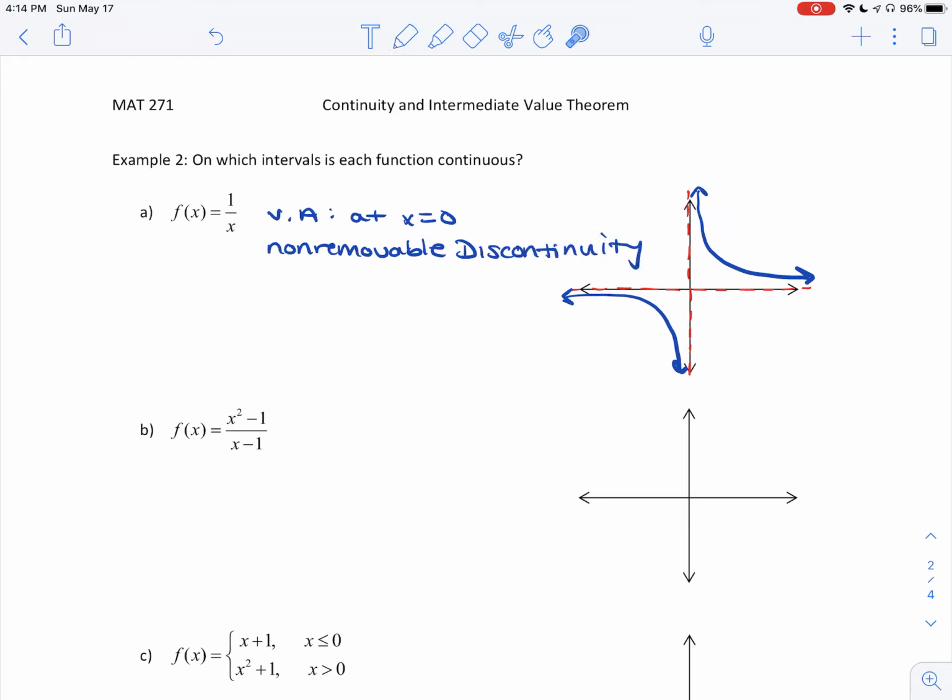All right. Now the question though asked us on which intervals is each function continuous. So the only place that it is discontinuous is at x equals 0, so it would be considered continuous everywhere else. So on -infinity to 0 and 0 to infinity.